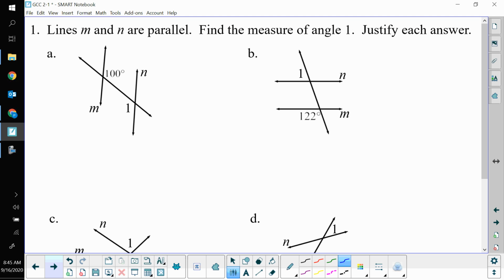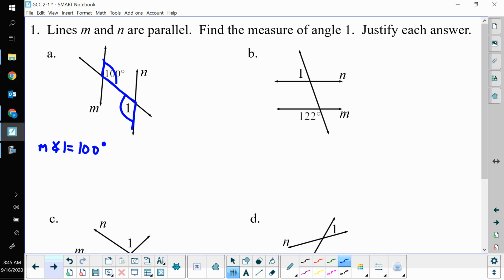So in letter A, notice we've got some angles that are inside the parallel lines. Well, if we do our zigzag, the angles of the zigzag would be our alternate interior angles. And we saw on the previous page that parallel lines give us alternate interior angles congruent. So we could say the measure of angle 1 is just equal to 100 degrees.